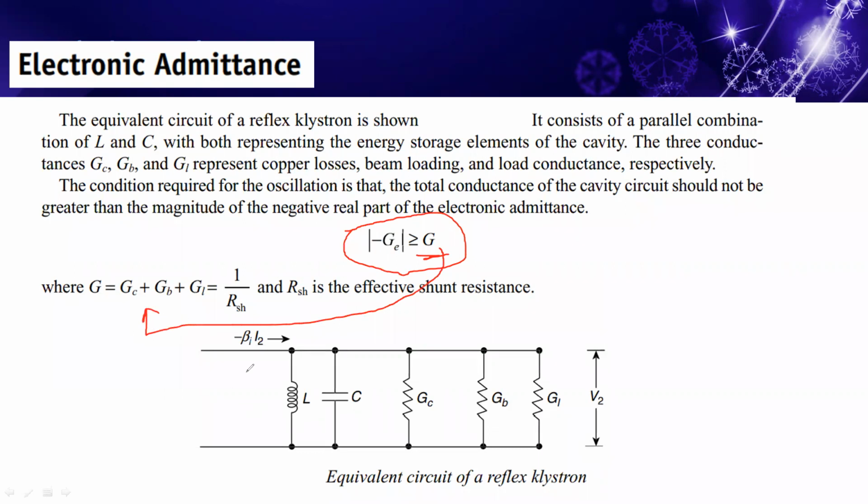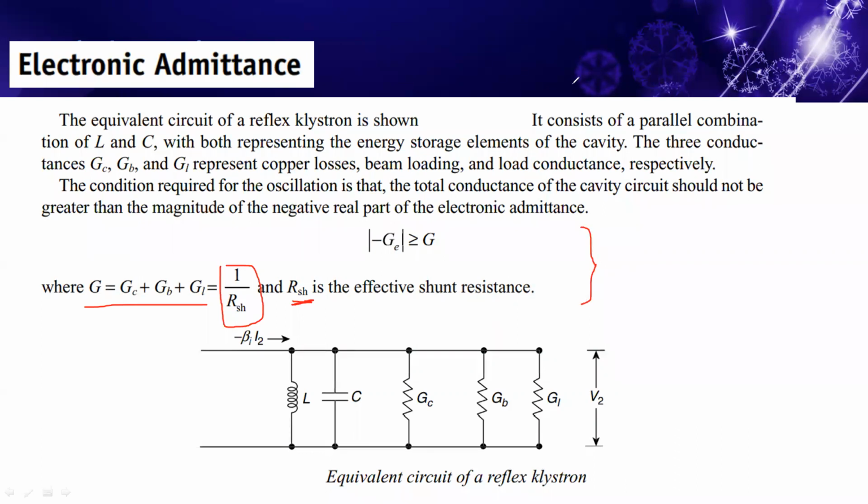It is the summation of the beam load conductance, copper cavity loss and load conductance. So that is the information related here. What is the G here? The summation of all of these, equivalently called the reciprocal of the shunt resistance R_sh. This information is required to plot the rectangular plot for this reflex klystron. So this is the equivalent circuit.